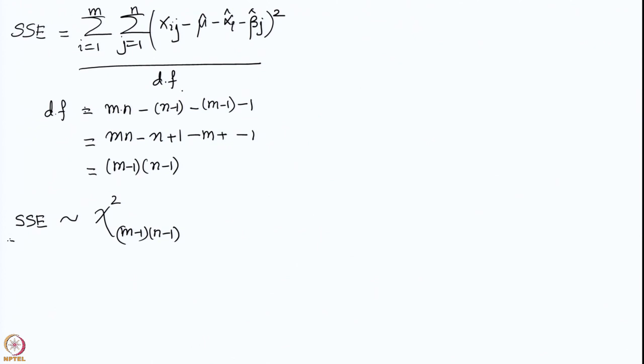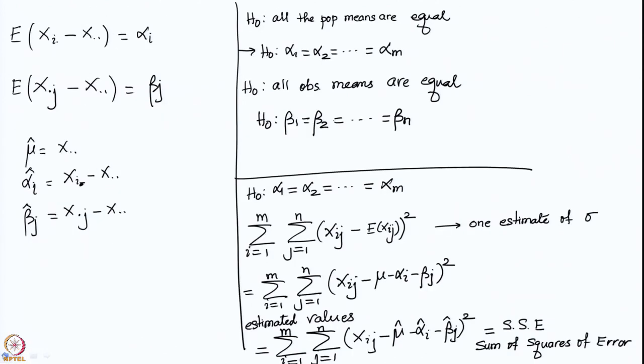Okay, sorry, it should have been taken SSE divided by degrees of freedom. This is my mistake, I correct it. You have to calculate the degrees of freedom, and that is what has been calculated. So SSE divided by its degrees of freedom, that is SSE divided by m minus 1 multiplied by n minus 1, is distributed as chi square with m minus 1 multiplied by n minus 1 degrees of freedom. This divided by sigma square, I am sorry to make this mistake, we go back. It should have come there itself.